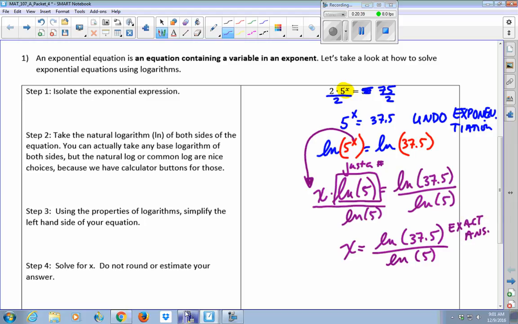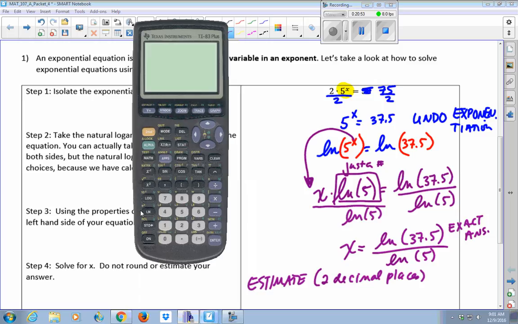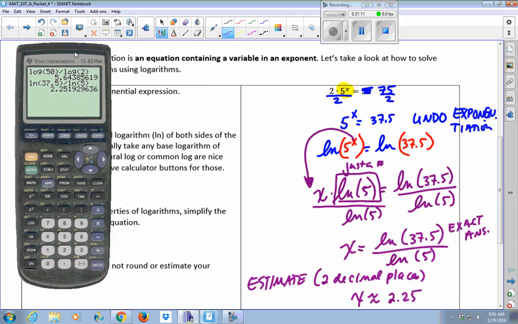If I ask you for an estimate, rounded to 2 decimal places, then you would put this into your calculator. Natural log of 37.5 divided by the natural log of 5. And we know it's between 2 and 3, and there's our answer. So x is approximately 2.25. Okay? That's how you solve an exponential equation.